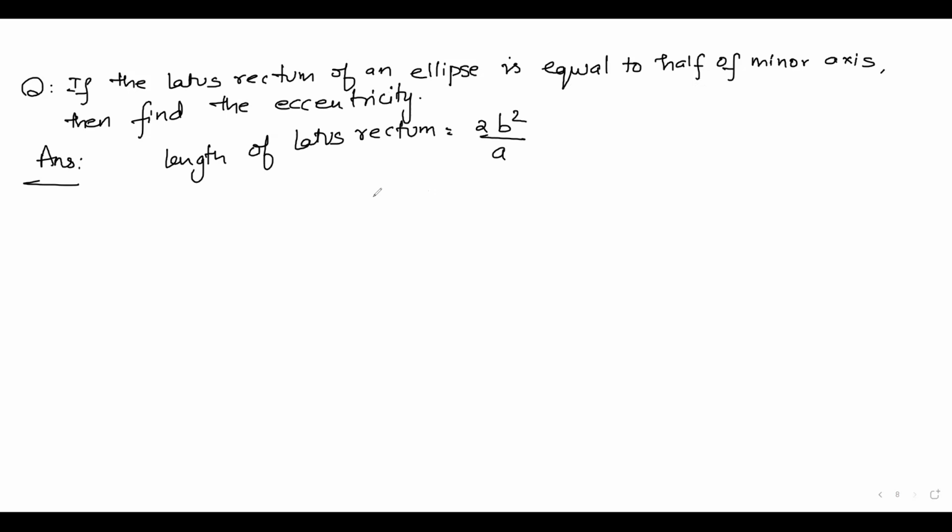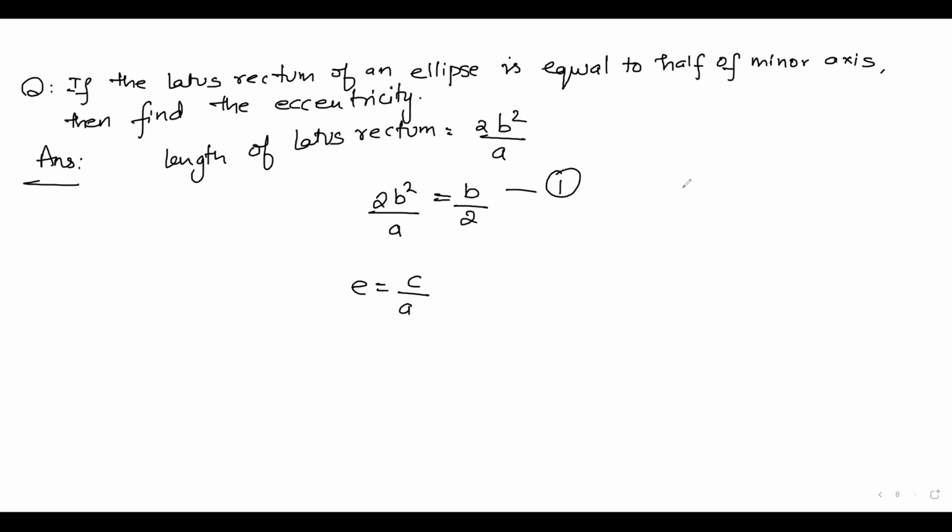So in this ellipse, what have we taken as the minor axis? b. So that means the length is equal to 2b squared by a, and this is equal to b by 2. Let this be first. Is this clear? Now, what is eccentricity? Eccentricity is c by a.